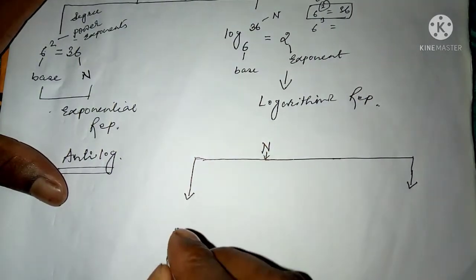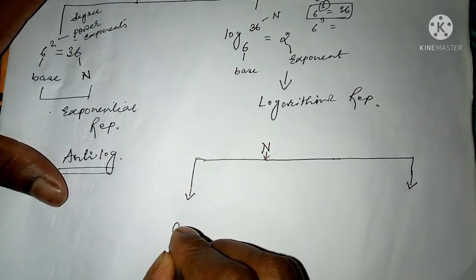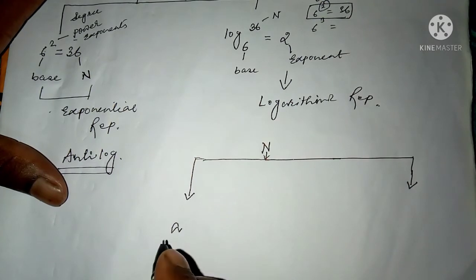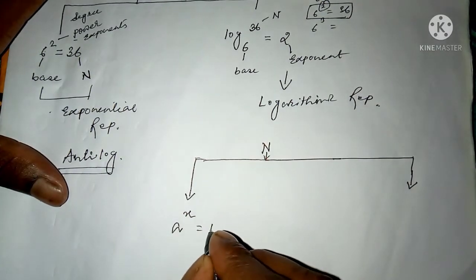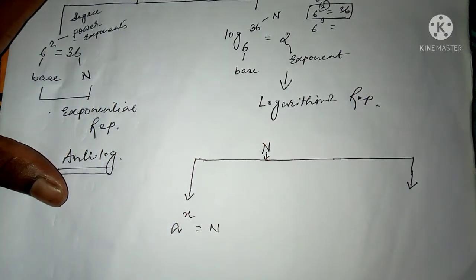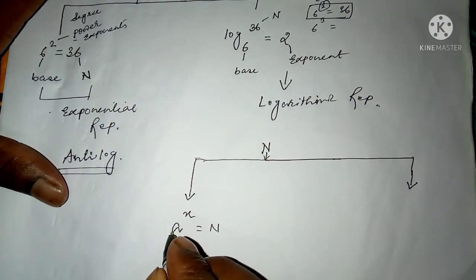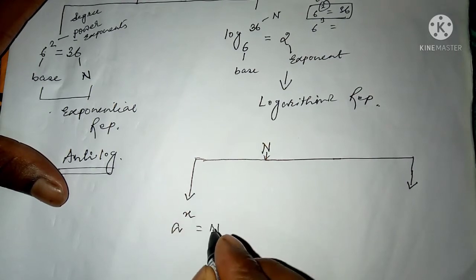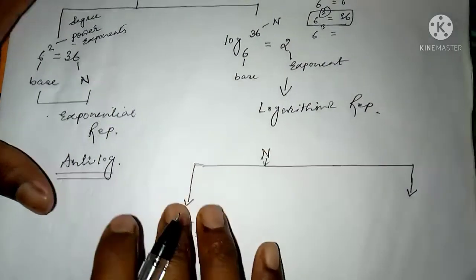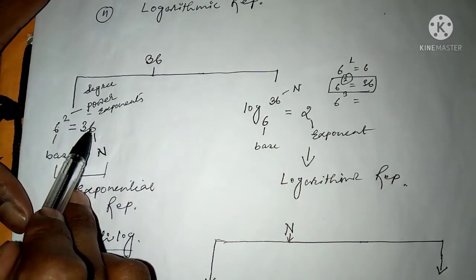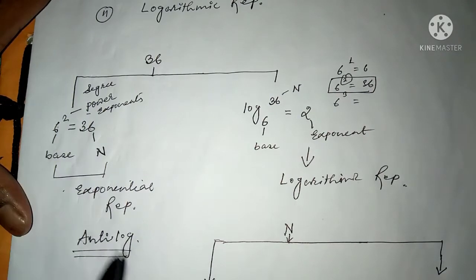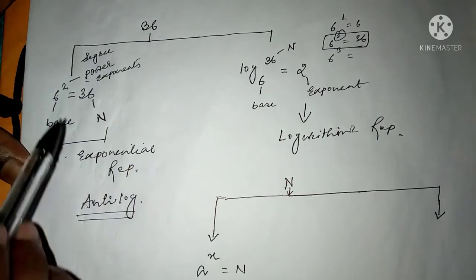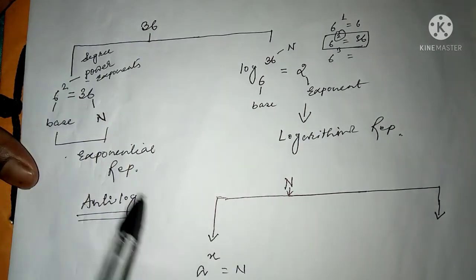Now see, I have assumed any base a, any base a to the power x gives us n. Like here, 6 square equals 36. That means the base is 6. Now in place of 6 we have a, in place of 2 we have x, and in place of 36 we have n.